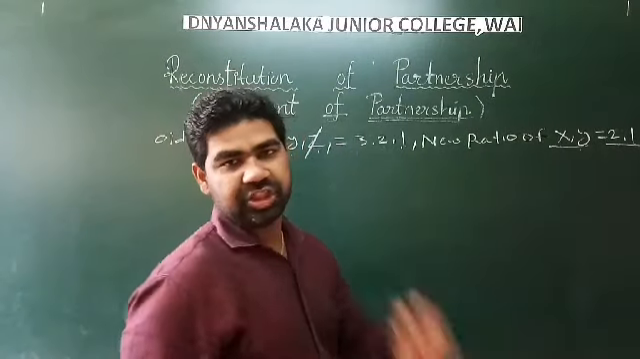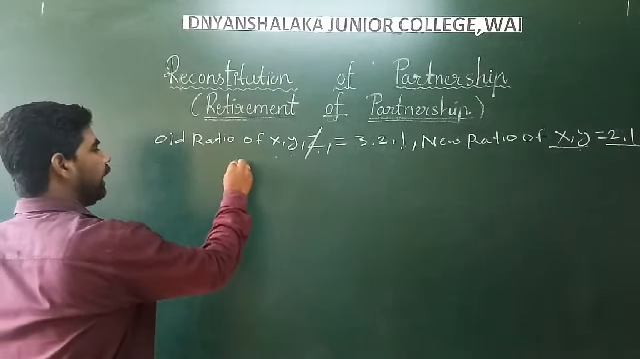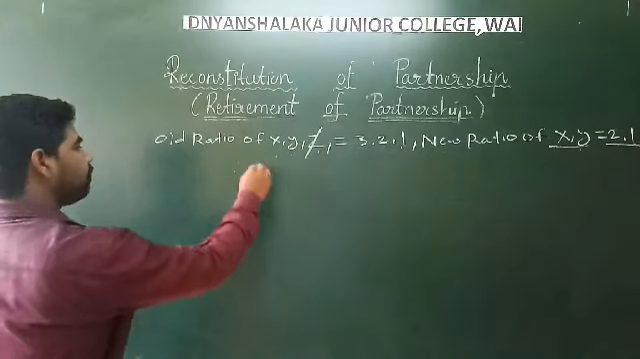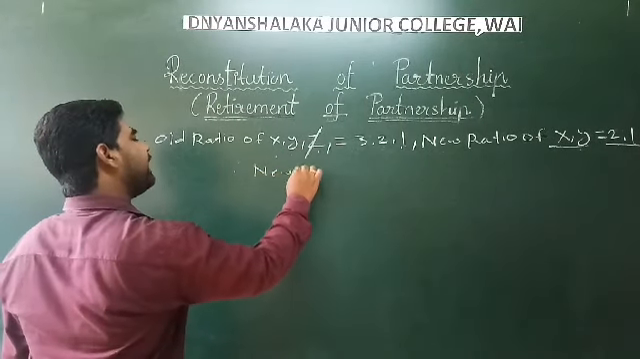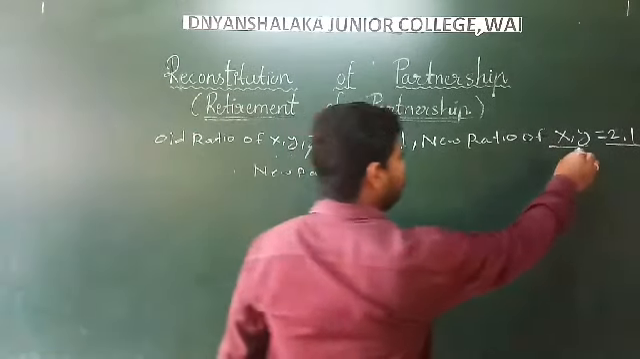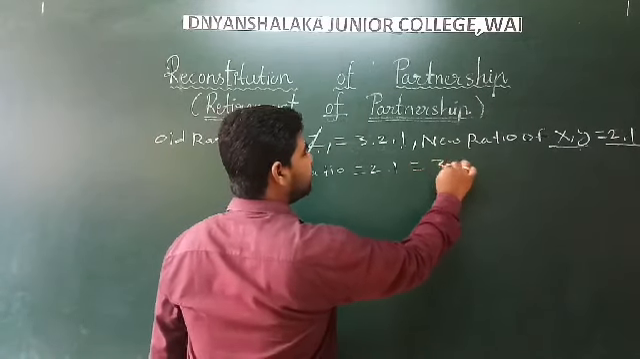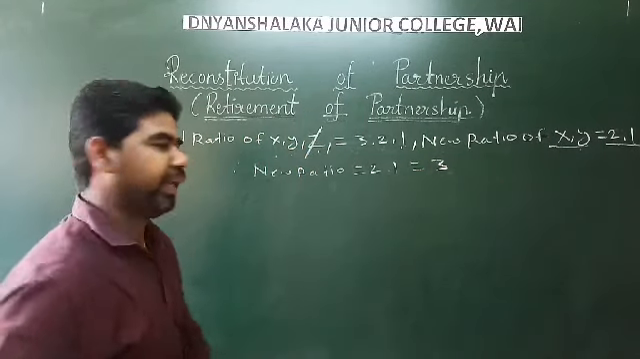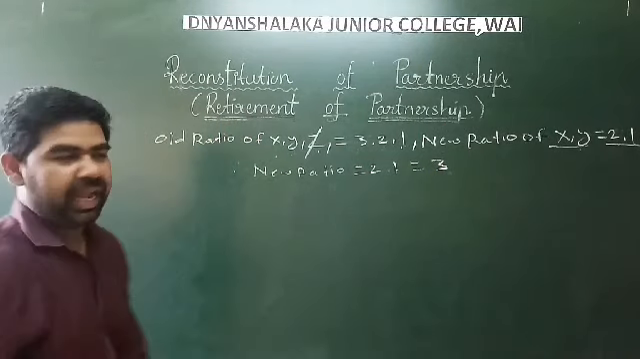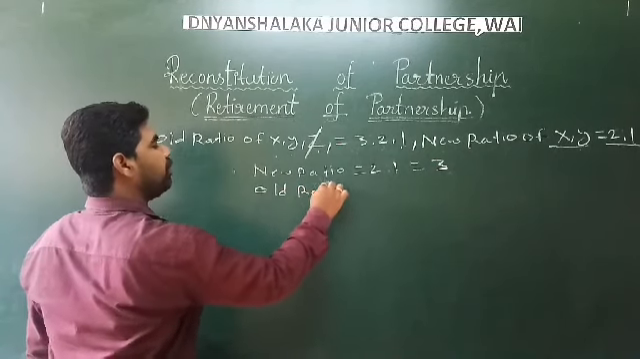After reading the question, we know what we have to calculate: the gain ratio. To calculate the gain ratio, we require the new ratio, which is directly given as 2:1. That means a total of 3 parts will be made; out of 3 parts, 2 parts go to x and 1 part goes to y. And the other requirement is the old ratio of our continuing partners.